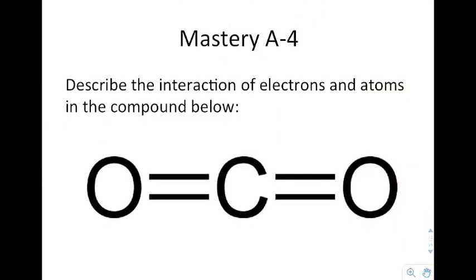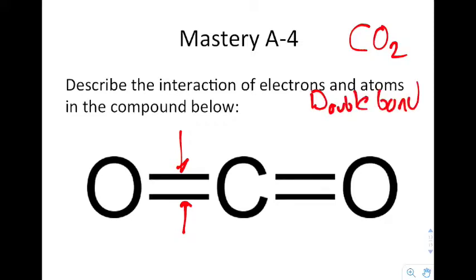Next, it says describe the interaction of electrons and atoms in the compound below. This right here is what we now know as carbon dioxide. It's what you exhale whenever you breathe out. This shows that there are two lines connecting carbon and oxygen, and what that means is you have something called a double bond.